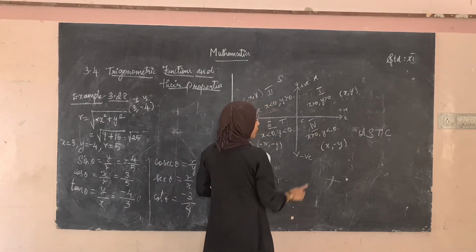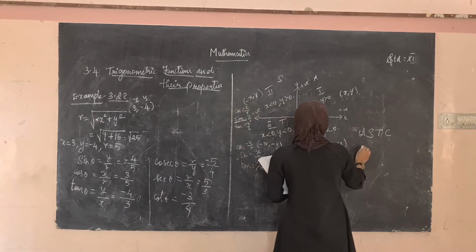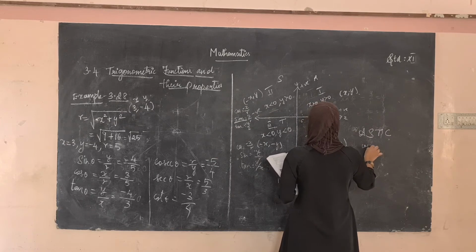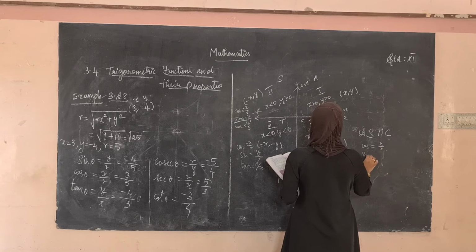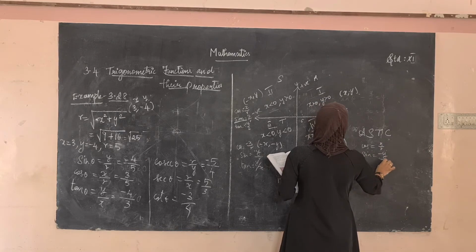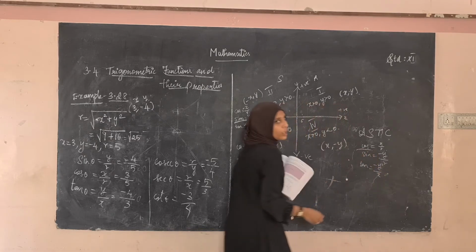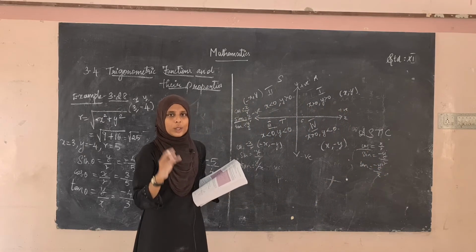And when it comes to the fourth quadrant, x, minus y. So what about cos value? Cos value is x divided by r. This is positive. What about sin value? It is minus y divided by r. This is negative. And what about tan value? It is minus y divided by x. Only cos is positive here. So you have to keep in mind all students take chocolate.